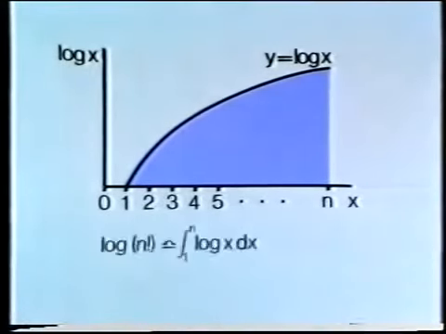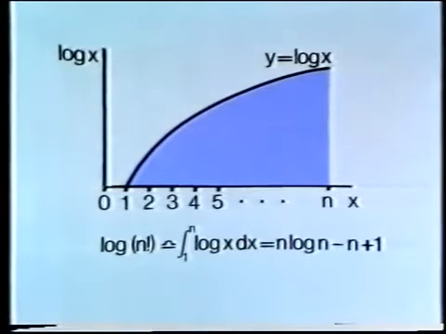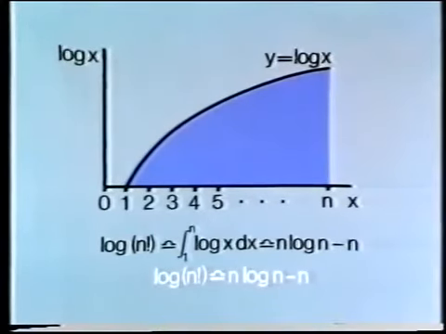This sum is given by the integral of log x from 1 to n. And that turns out to be n log n minus n plus 1. Well, for large values of n, we can ignore the 1. So log n factorial is approximately equal to n log n minus n.